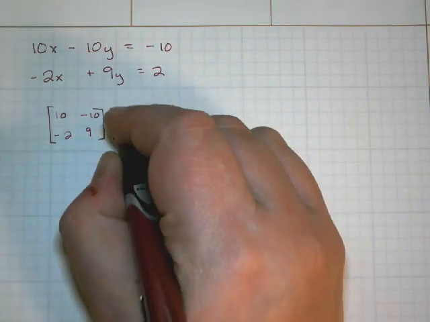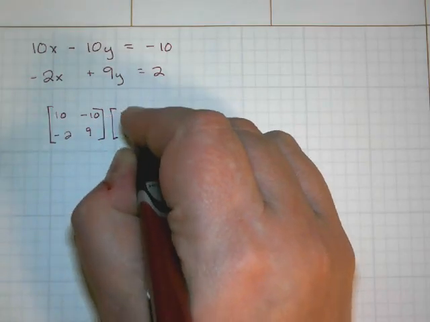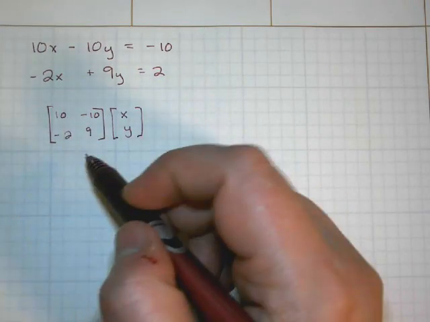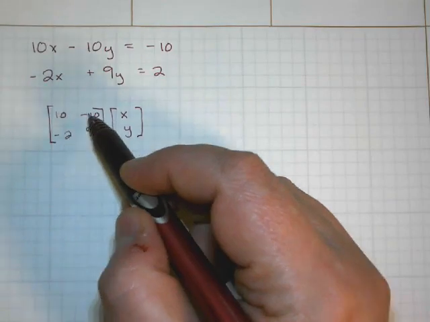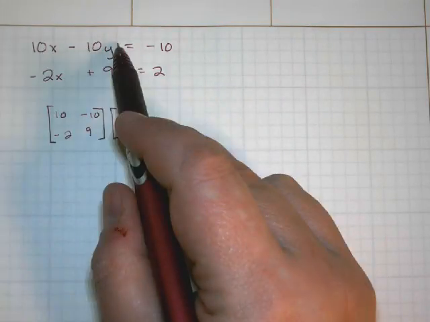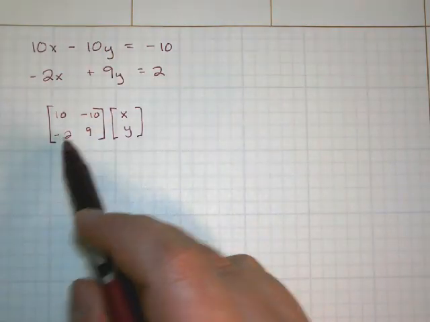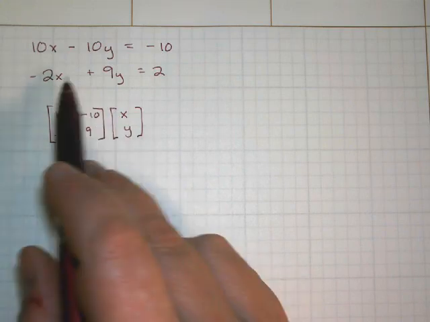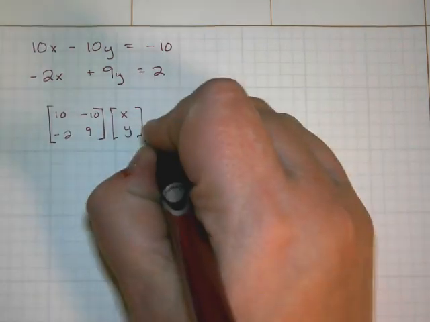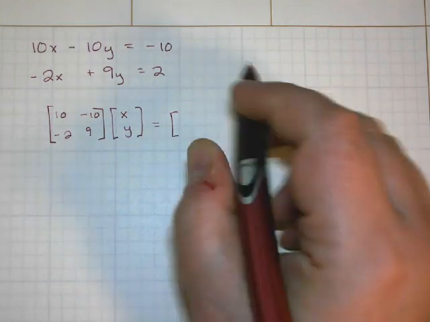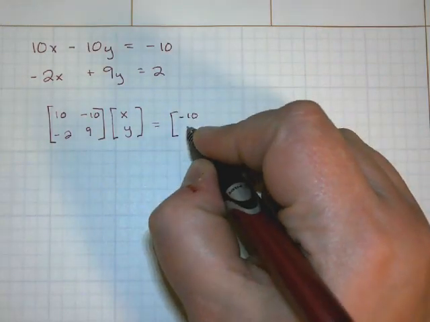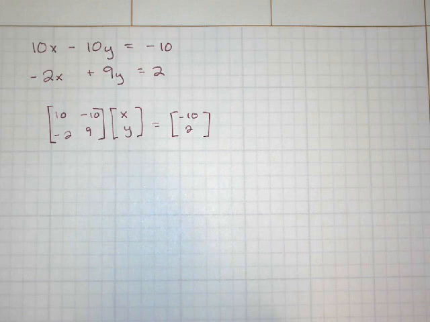My next matrix is just x and y. Again, if I carry out this multiplication, I would get 10x minus 10y, which is exactly what I have here, and then minus 2x plus 9y, which is exactly what I have here. My last matrix is a 2 by 1 of negative 10 and 2.